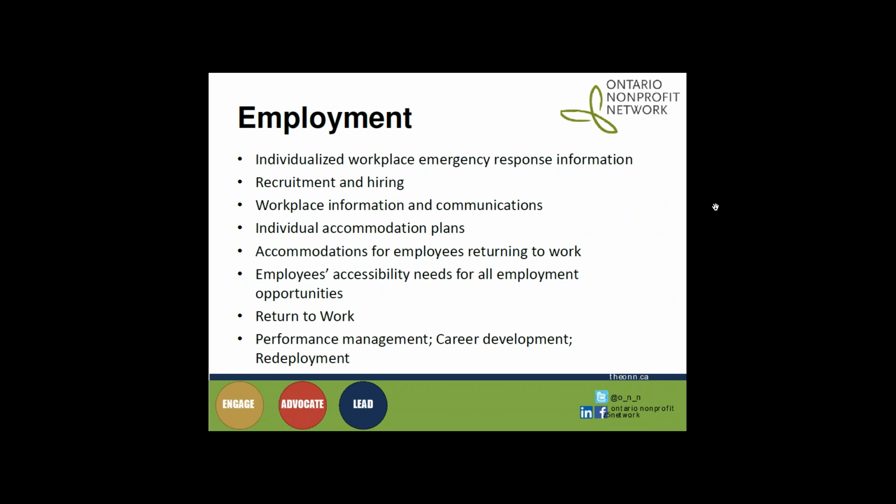Moving on to the employment standard. This is about making accessibility a regular part of the finding and hiring and supporting of employees with disabilities. And it builds on your existing requirements under the Ontario Human Rights Code to accommodate people with disabilities to the point of undue hardship. The first requirement that came into effect under the employment standard relates to preparing individualized emergency response information for employees with disabilities.